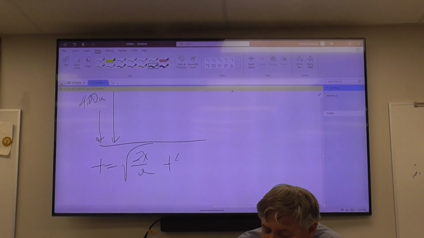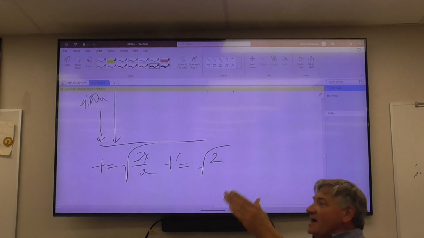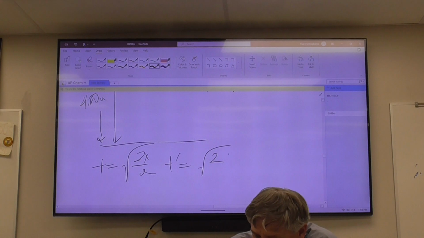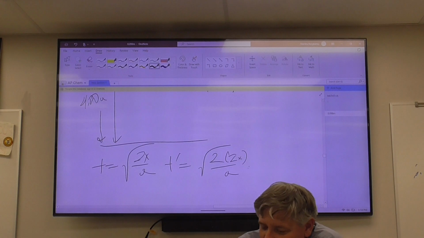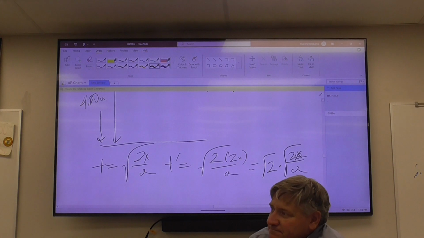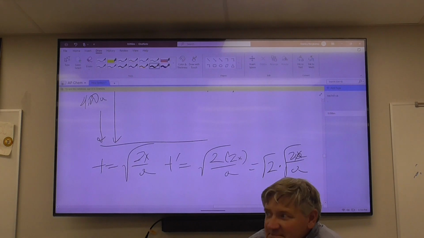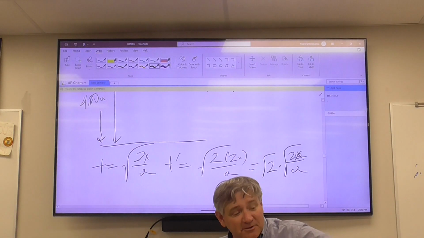Now, to calculate the new time, call it t prime, it's still gonna be 2, but instead of x, what am I gonna use? 2x. Prime time. Over a, right? So could I write that as the square root of 2 times 2x over a? Yeah. So how much is the time gonna increase by? Root 2, whatever the square root of 2 is. It's gonna increase by the square root of 2, because it's underneath the radical. So that's the elegant approach.